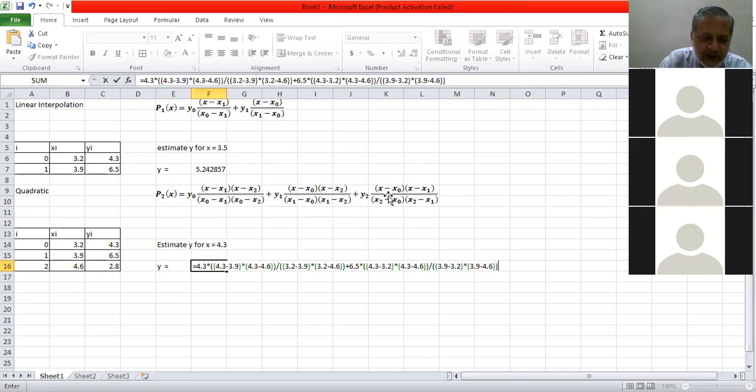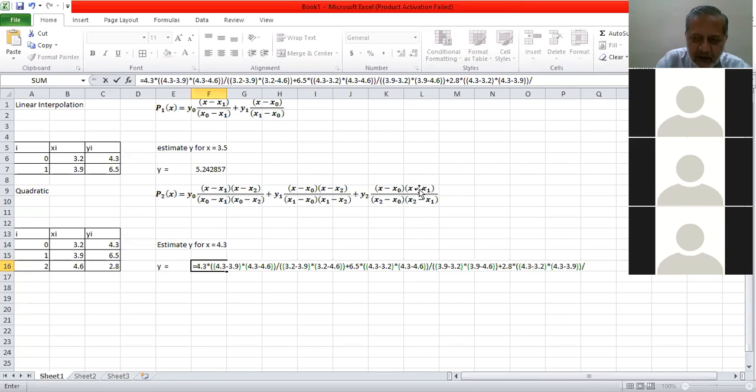Then we write down the third term, which starts with the value of y2. Y2 is 2.8 now, and that has to be multiplied by product of x minus x naught and x minus x1. X is 4.3 minus x naught is 3.2, multiplied by x minus x1. X is 4.3 minus x1 is 3.9. The numerator is complete.